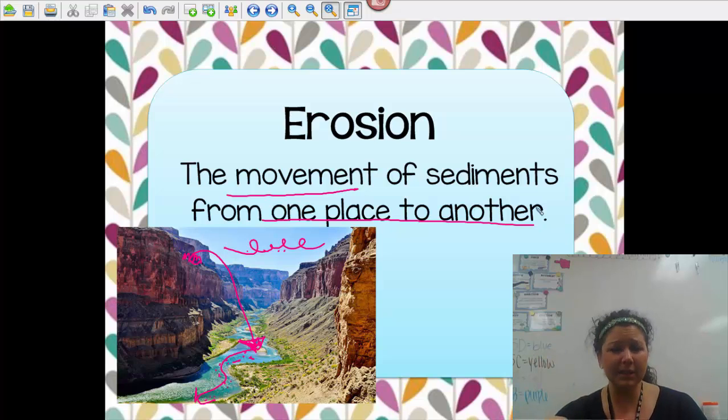Erosion is when that same piece of sediment gets picked up by the wind, gets picked up by the water, and gets carried to another place. It's when it's actually moving. Okay? So mirror words. Erosion.